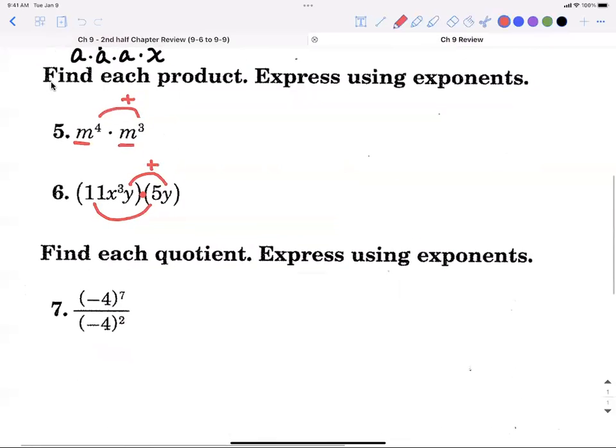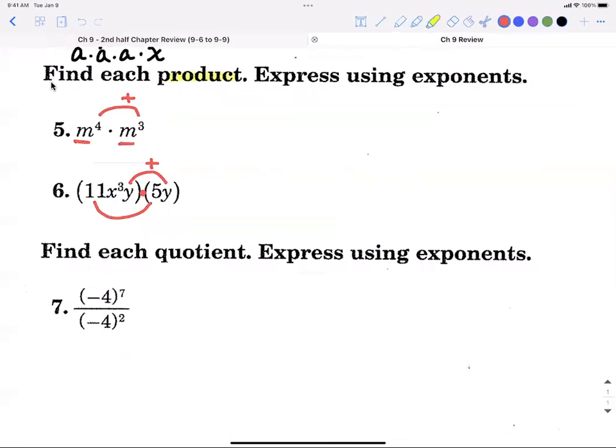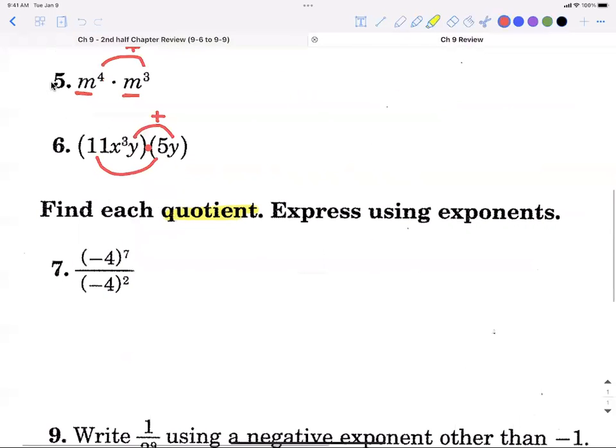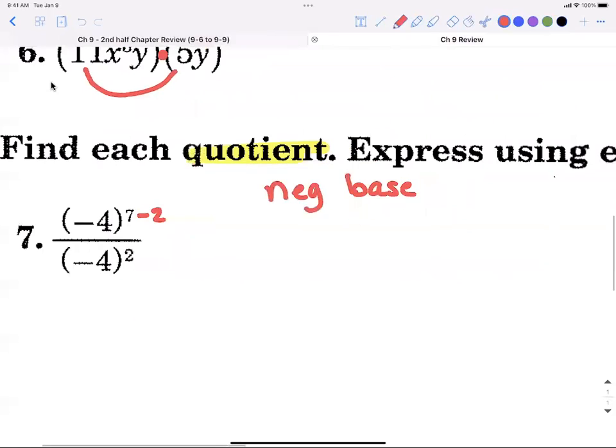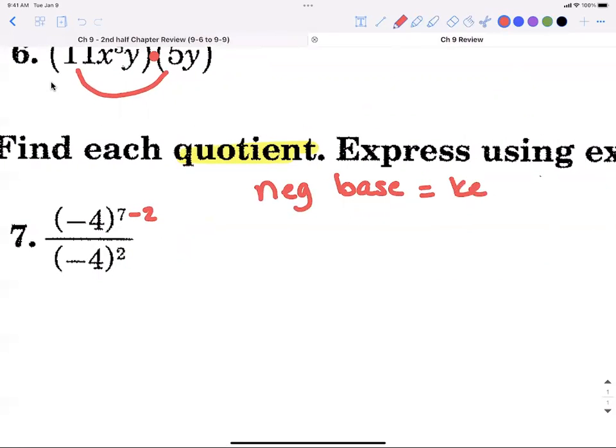Now, the opposite of finding the product, or multiplying, is finding the quotient, or dividing. So same thing, you keep your base, but instead of adding your exponents, you're going to subtract your exponents. And remember, if you have a negative base, keep it in parentheses. So for example, if you have a negative 4, keep it in parentheses before you put the power up there.